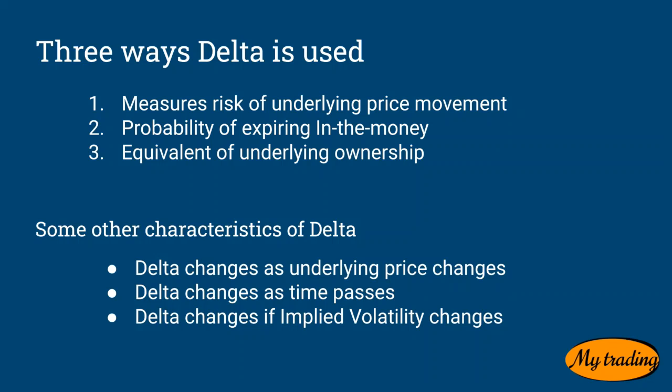A couple other characteristics of delta. One of the things is, and we showed this in that one example, delta will change as the underlying price changes. So if you remember the one picture we had with the plus 10% and minus 10%, we had completely different deltas than the current at the money. So delta will change. It will also change as time passes, and it will also change if implied volatility changes.